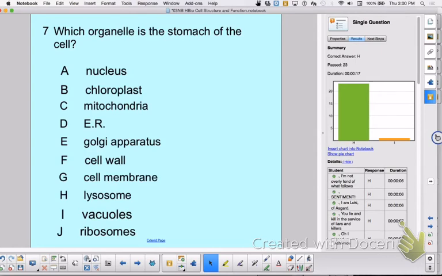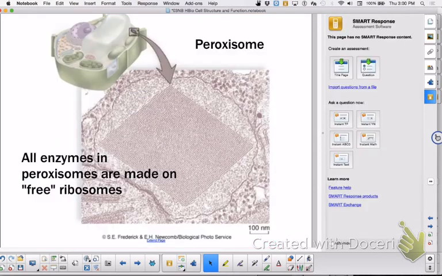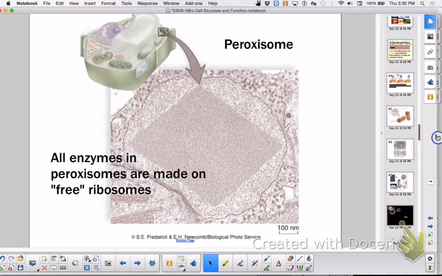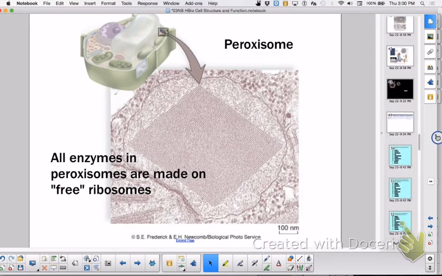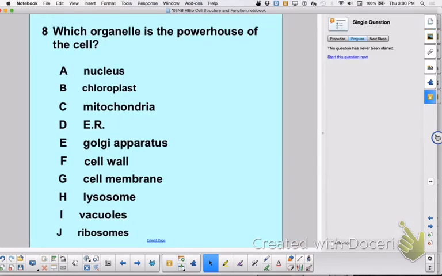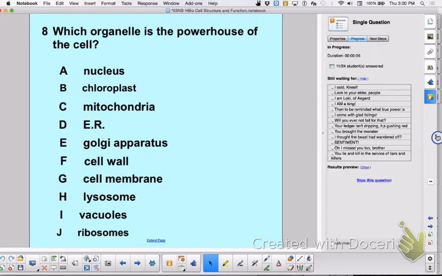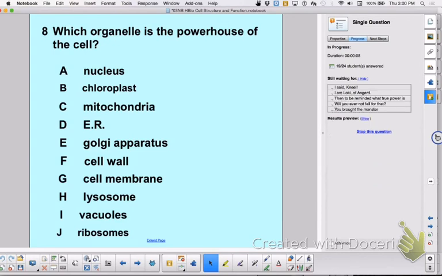Stomach of the cell is the lysosome. Okay. Already asked you that, right? Oh, no. Okay then. 3, 2, 1.